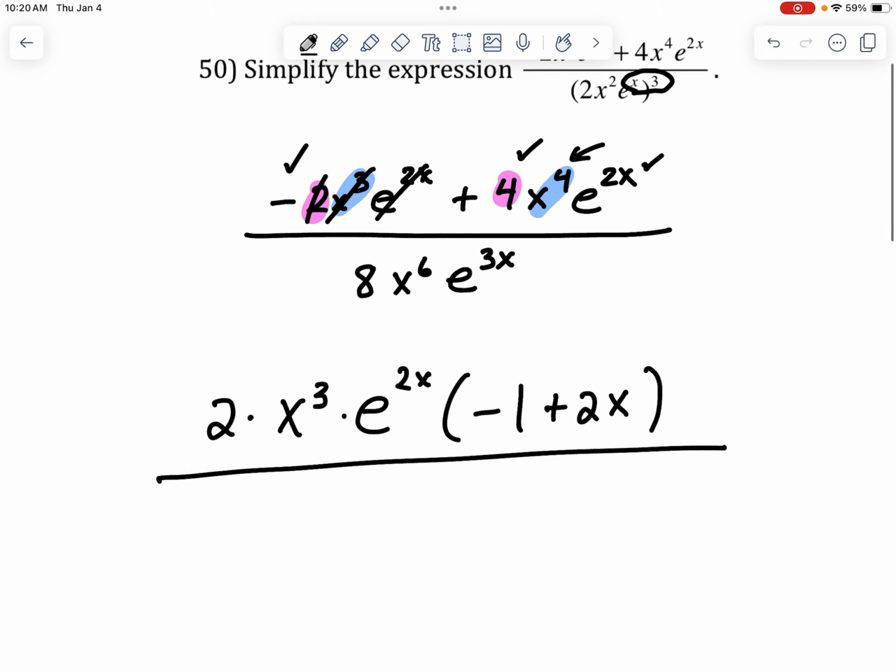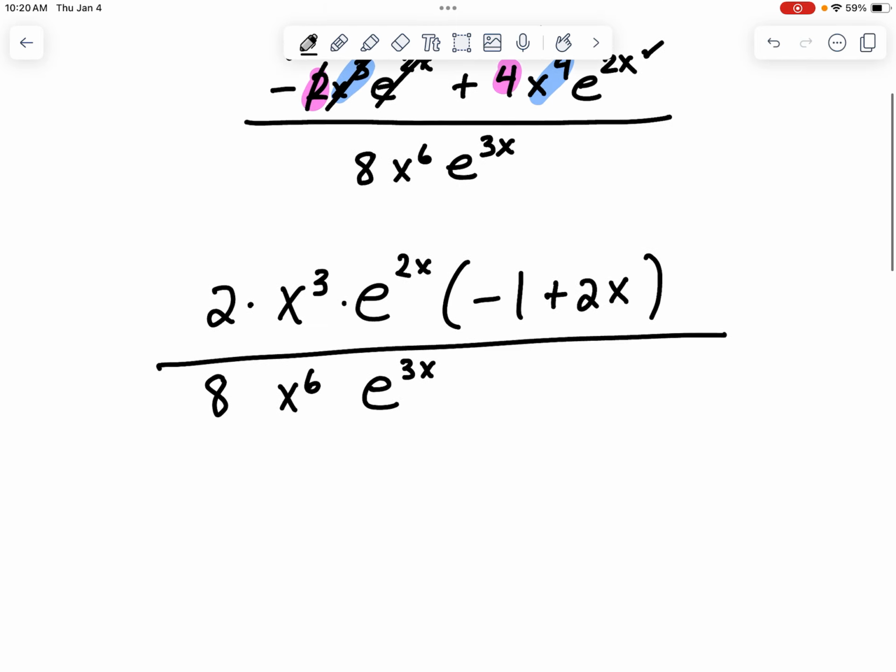So there's the top. And then let me just recopy the bottom, and I'm even going to line them up so that the 8 would go right here, the x to the 6th would go right here, and then the e to the 3x would go right here. And then we just have a little more reducing or canceling, so I'll get a red pen. So 2 will divide into 8 4 times. These 3 x's will cancel 3 of those, so it'll still leave 3 of them behind.